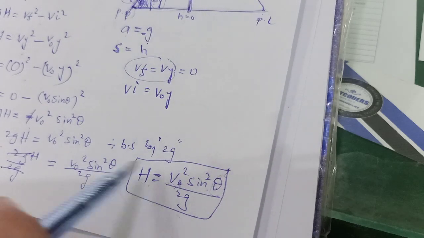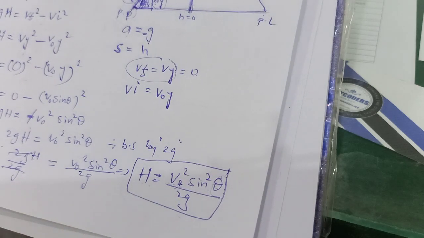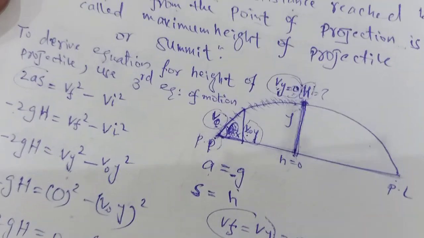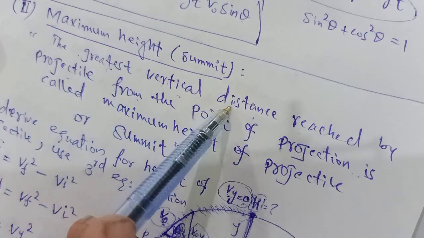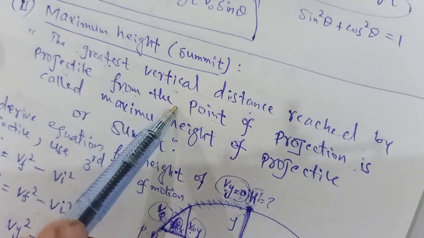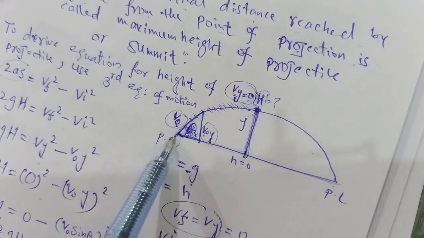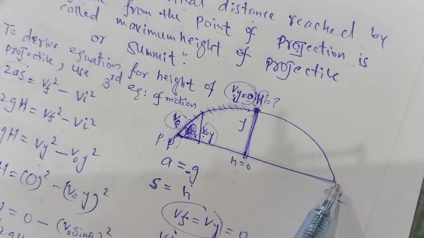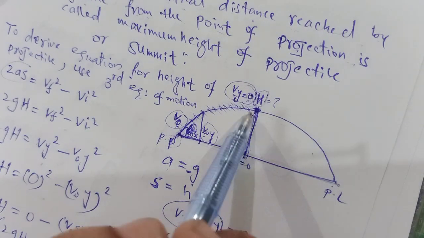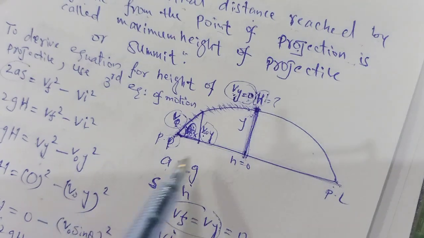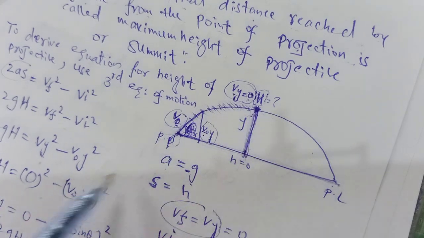So this is the formula through which the numerical problems relating to the height or summit of projectile can be solved. I hope you have understood. Let me repeat. The maximum height of projectile, what is it? The greatest vertical distance reached by a projectile from the point of projection is called maximum height or summit of projectile. When we throw the projectile from the point of projection towards the point of landing, ignoring the horizontal distance, how far up it will go vertically, how much distance it will cover in the y axis, this is what we call the maximum height or summit of projectile.